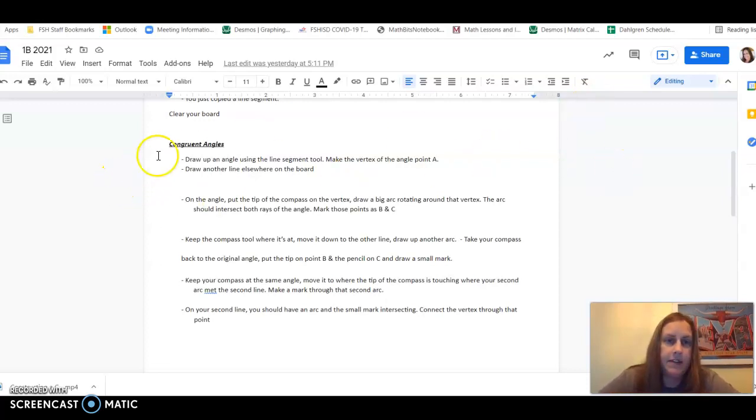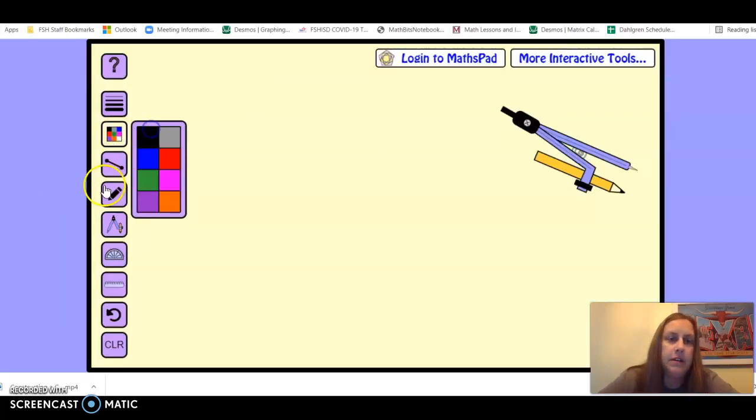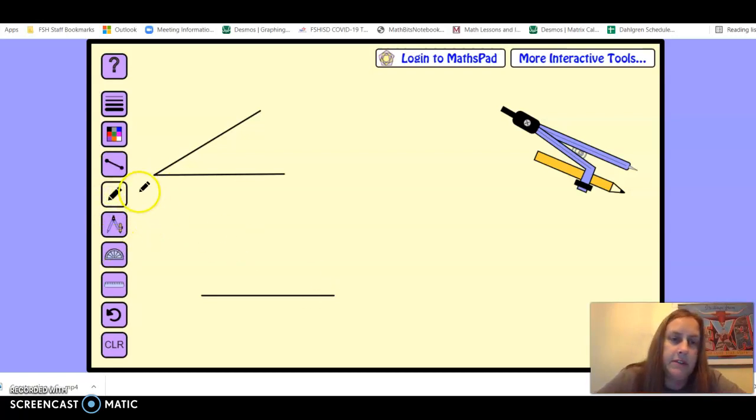So the first thing you're going to do is draw up an angle with the line segment tool, mark it with A, and then draw another line elsewhere on the board. So let's go ahead and do this. I'm going to go ahead and draw my first angle. You're not going to want to make it too large. I'm just going to do it right like that. Okay? And then you do another line segment. You need that starting point, that ray of your next angle. And I'm going to mark this vertex as A.